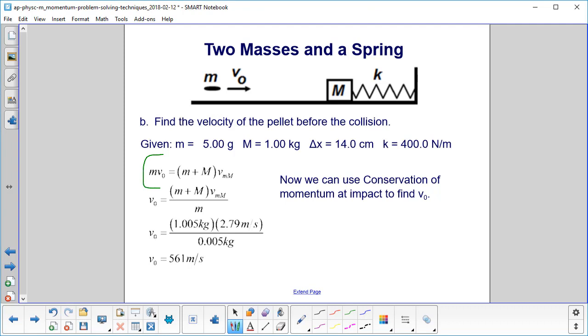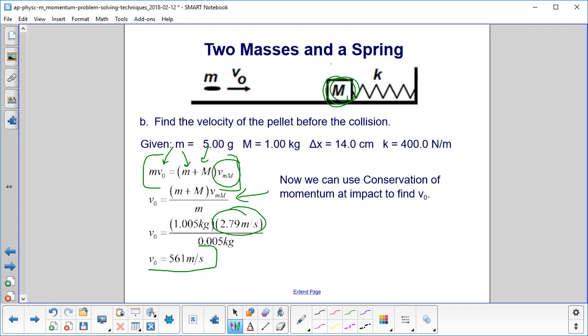So we have little m V0 because it's just the speed of the pellet. The block is not moving at that point, it's just stationary. And then that will equal the sum of the masses as the pellet gets embedded in the block times the velocity of the system that we found on the previous slide. Divide through by little m, you get this expression, substitute in our numbers, and this is what we found from the previous work from part A.